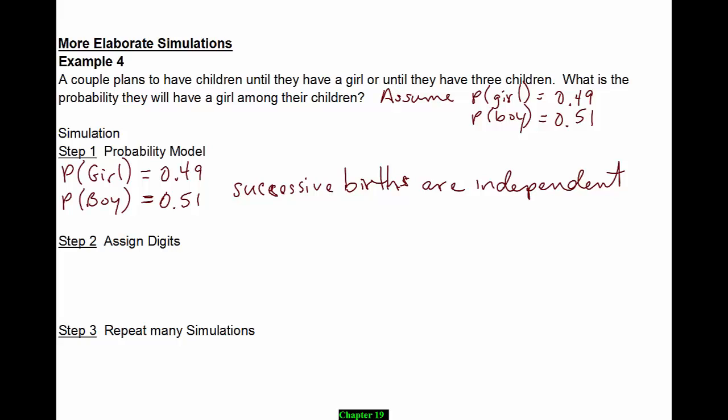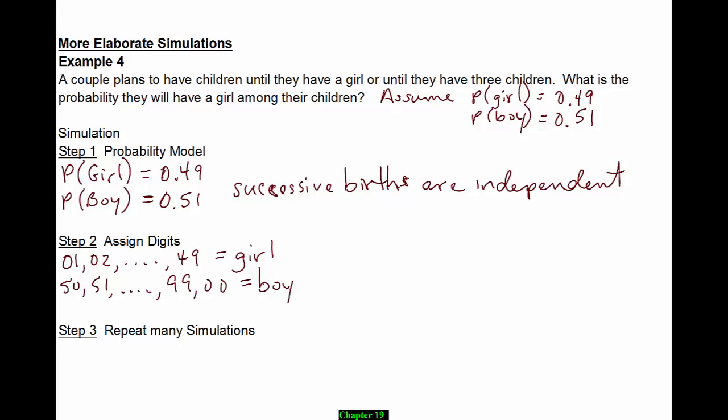So step 2 is assign digits. So here our probabilities have to be written to 2 decimal places, so we're going to want to use 2-digit codes to simulate births. So let's do our normal strategy and start at 1. We could start at 0 or any other number, but I just like to start at 1. And we'll go all the way up to the 2-digit number 49 to denote a girl being born. And then we'll do 50 through 99 and 00 to denote a boy being born.